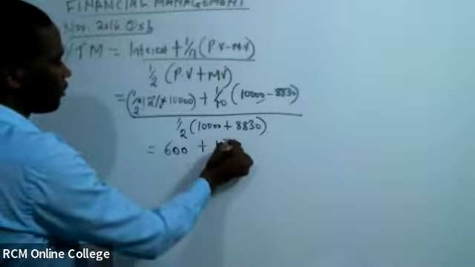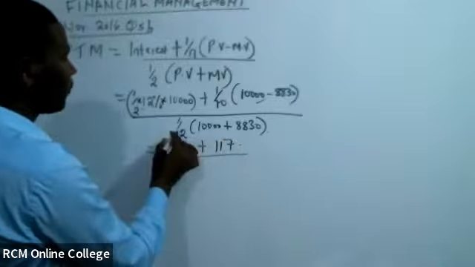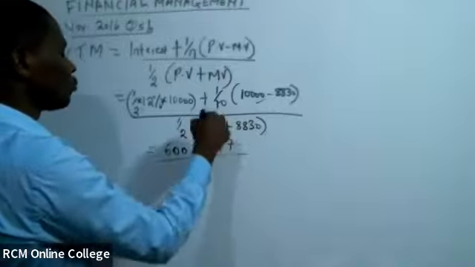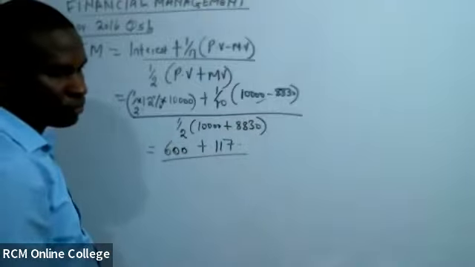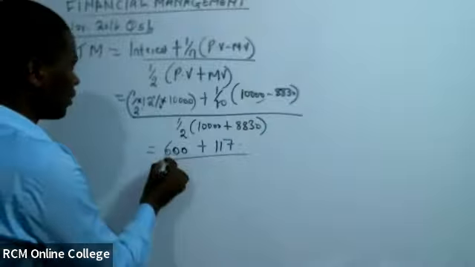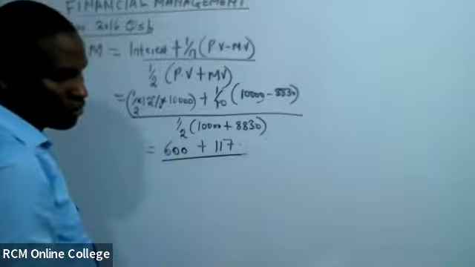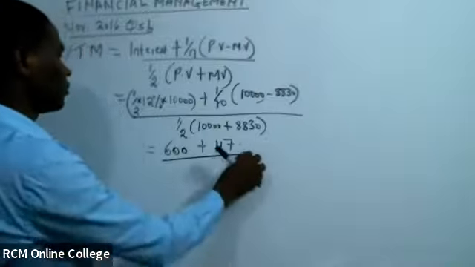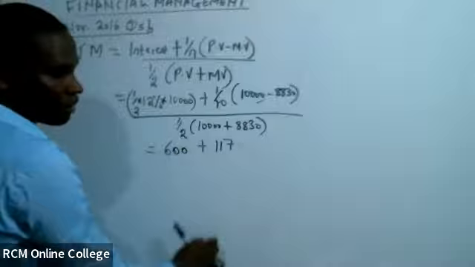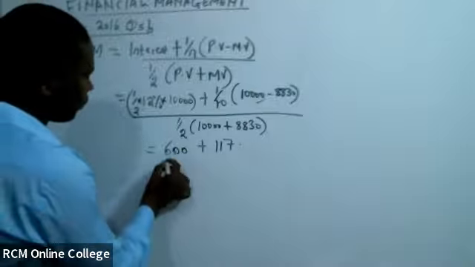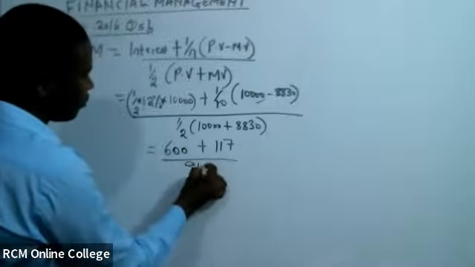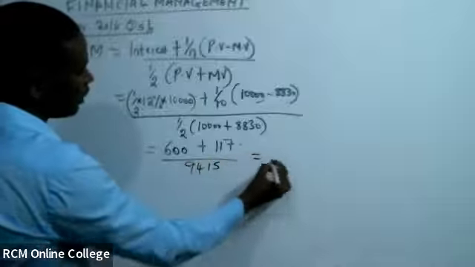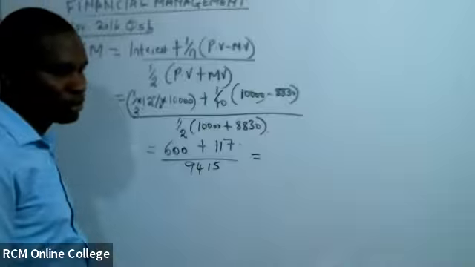So 117 divided by a half of the total of the 2. That is what we are dividing with. A half of the 2, 94.15. So we shall divide with 94.15. Now, class, can you tell us what will be our yield to maturity?